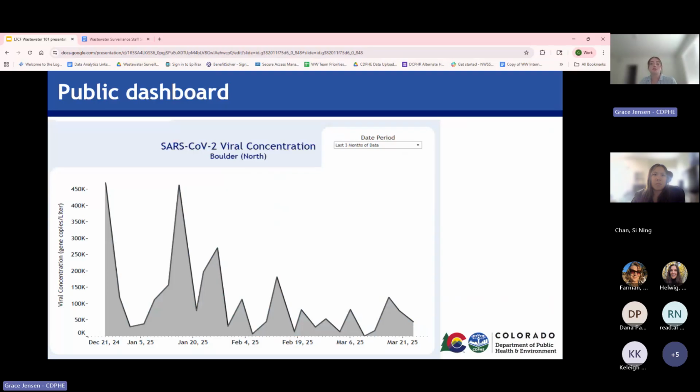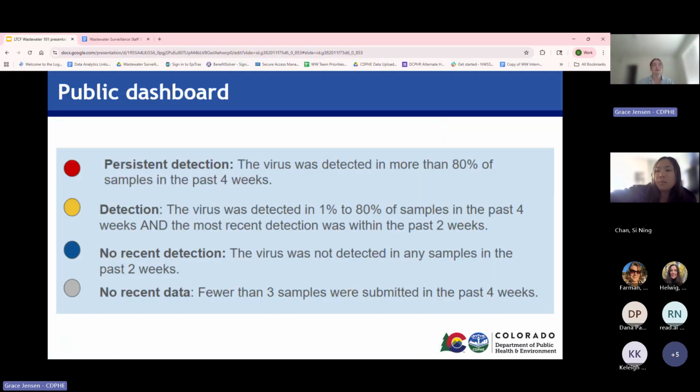And then we also added viral concentration graphs. You can look at viral concentration graphs for all of the pathogens except for Mpox on the dashboard. And you can change the date period you'd like to look at using the filter at the top. So you can see over time what the viral concentrations are doing at each of the utilities. And here's an overview of the trend categories that we calculate and use for most of our pathogens. This displays detection categories for flu, RSV, EVD68, and Mpox. And these are different from our trend classifications we use for COVID.